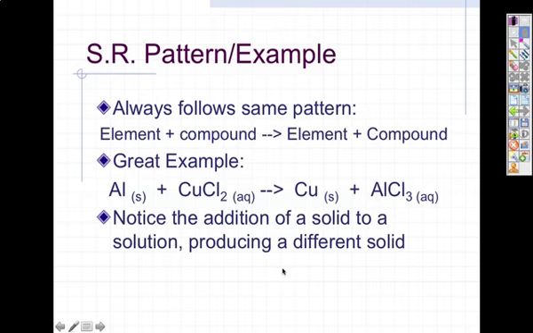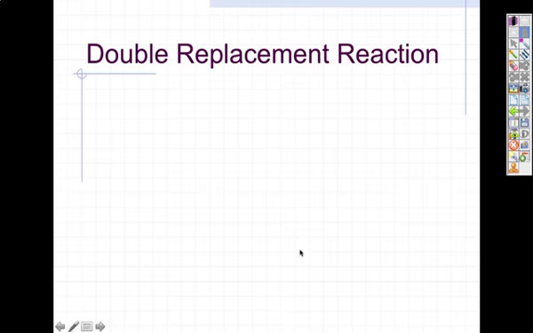So notice when we add that solid, we produce a different solid. When we add a gas, we may get another gas, or we might actually get a solid from it. Okay, double replacement, also known as double displacement. So this would be another good flashcard for you. Double replacement synonym, and then on the back side, double displacement.